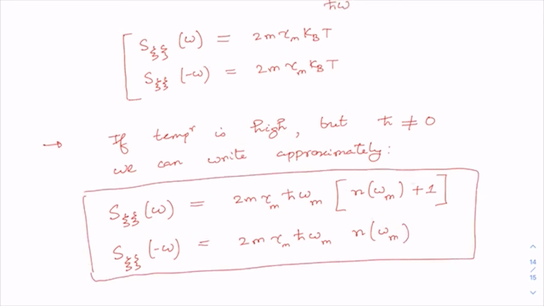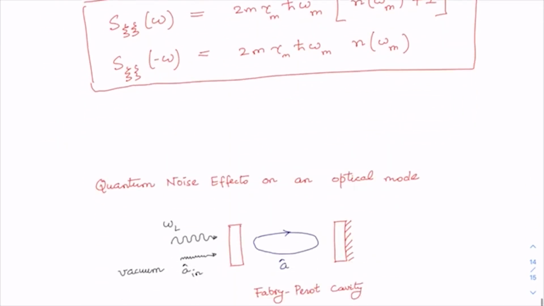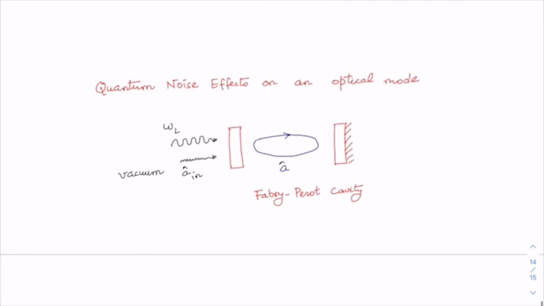Now let us come to our Fabry-Pérot cavity, which is the main setup for a cavity optomechanical system, and let us see how the quantum noise affects an optical mode. So we are going to study noise effects on an optical mode.